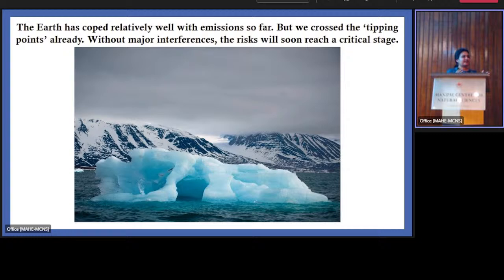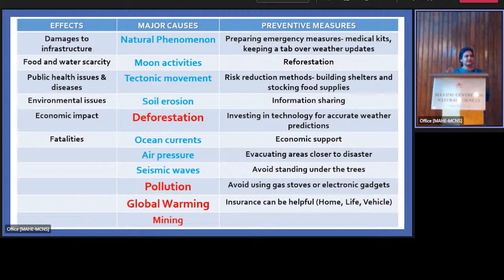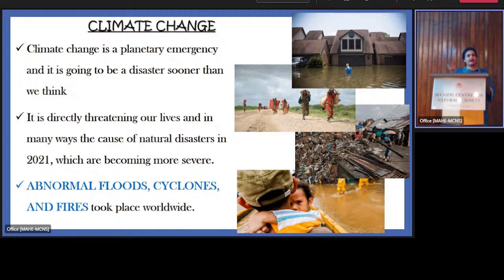Now, I've explained the effects, the measures you can take, and the major causes. But you see, deforestation, pollution, global warming, and mining are caused by humans only. So we cannot blame it entirely on climate change. Climate change has produced several abnormal floods, cyclones, and fires, but we cannot blame entirely them.